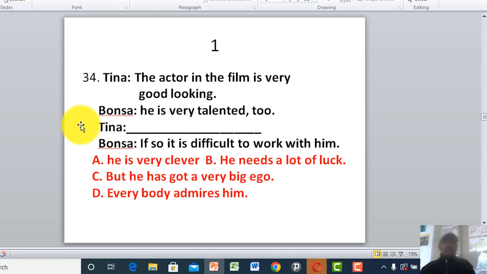Question number 44. The actor in the film is very good looking. Look here. The actor in the film is very good looking. He is very talented too. Blank. If so, it is difficult to work with him.